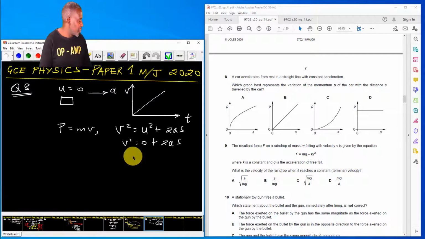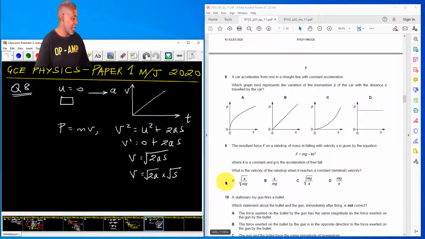And after this, I want to make the v to be the subject. So v is going to be equal to square root of 2as, everything square root. Now, because this is a constant, square root of 2a, that one will be a constant. I have to multiply that by the square root of this variable, the displacement. So that is how the v looks like. So I can come here and put, instead of v, square root of 2a, then times square root of s.